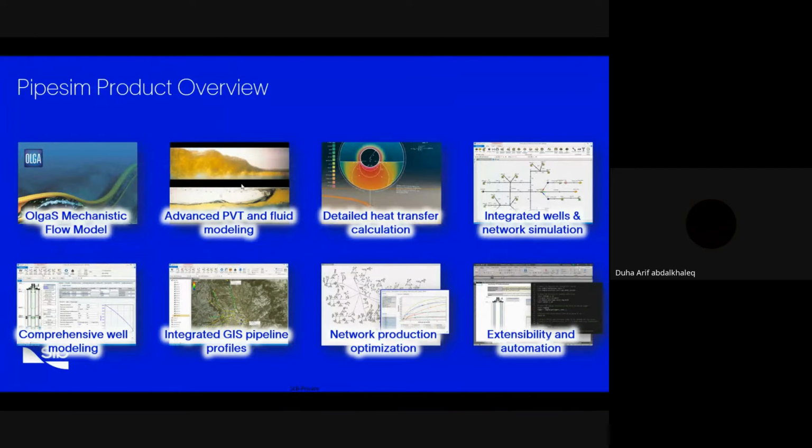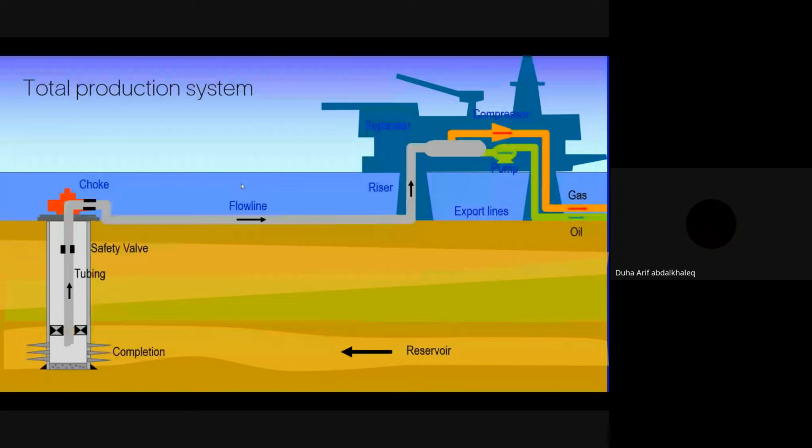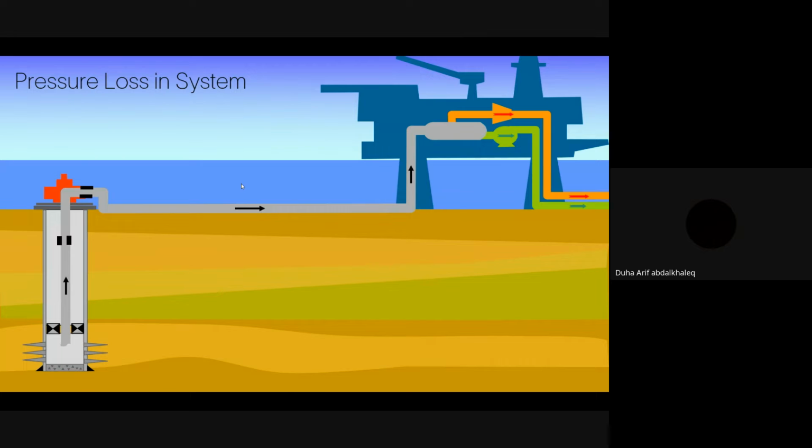So after we know these features and the power of the software, now let's go to the production system. As you can see in this diagram, it shows the typical production system components, beginning with the reservoir, including the well with all the tubing, with all the equipment inside the well, such as the safety valve and choke. Also, we have the pipeline and surface facilities. So if I look at the system at the component level, each element will introduce a pressure change or pressure loss as the fluid moves through the system.